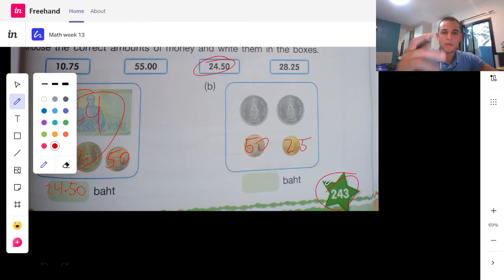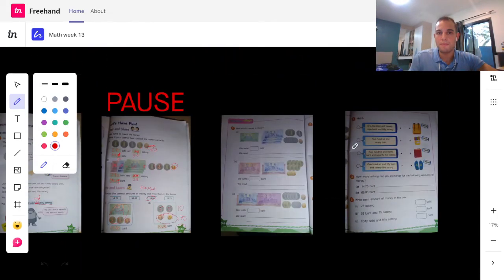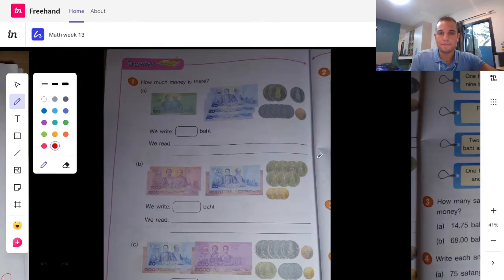And finally, we can say, well, this one is 5 plus 5, so that's 10, plus 50 plus 25 is 75. So we have 10.75, or 10 baht and 75 satang.